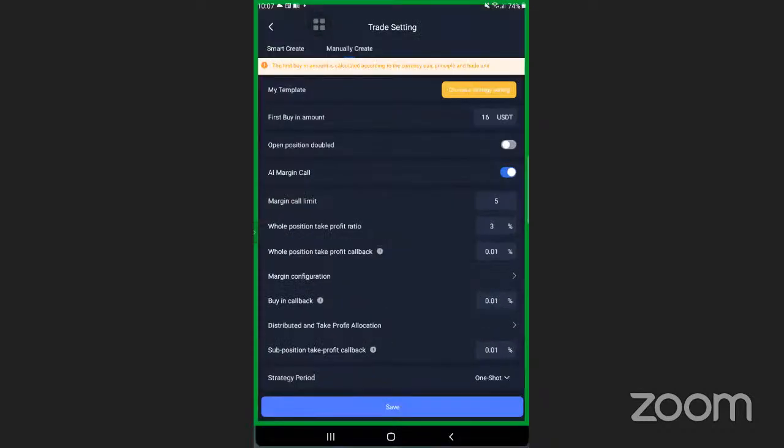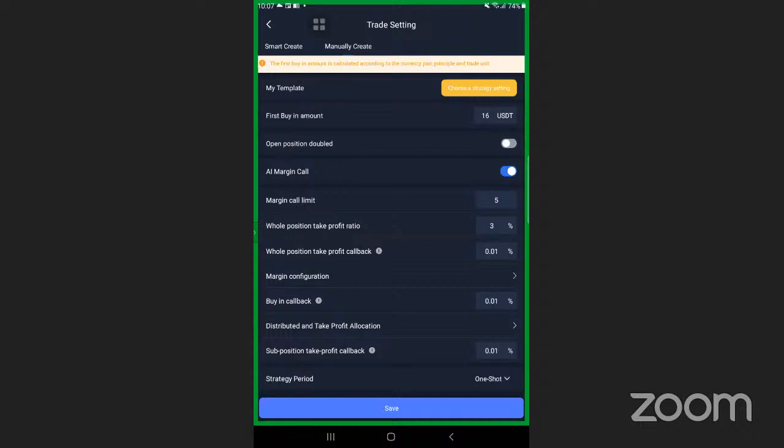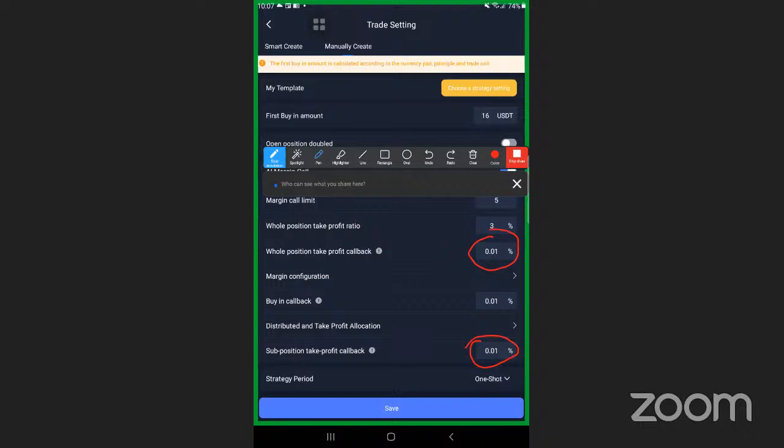Yes, we have understood what is take profit. We have understood what is take profit callback. All right. Now, let me come back here and finish something. Why are we putting the take profit callback here as well as here? Why are we putting this figure here? We can put 0 here, and the robot is still going to sell. We can put 0 here, and the robot is still going to sell. But why are we putting this number here?